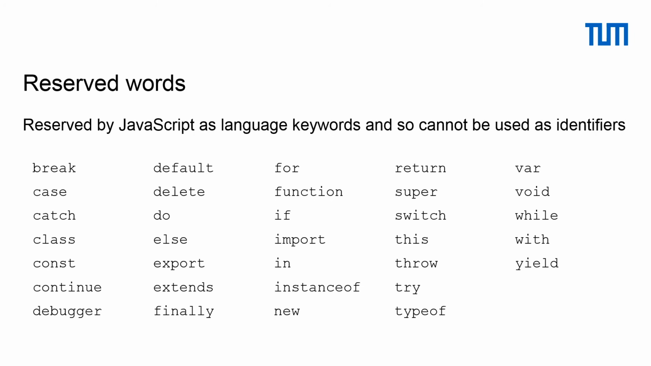JavaScript reserves a number of identifiers as keywords of the language itself. The words listed on this slide cannot be used as identifiers in your programs because they are part of the JavaScript syntax and have a special meaning for JavaScript. These include break, case, catch, class, and others. There is a number of other keywords not listed on this slide that are reserved for future versions of JavaScript and therefore should also not be used. Please refer to other sources for the complete list of these keywords.